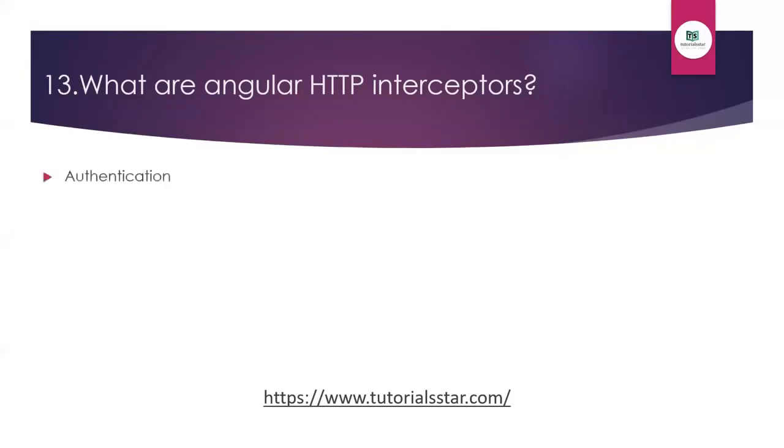We can implement an interceptor for authentication. Then we can implement an interceptor for logging. Then we can implement an interceptor for caching. If you want to cache something, then you can implement an HTTP interceptor. Then we can implement one for a fake backend. If you don't have the API and you want a fake backend to run, in that case, you can simply extend the HTTP interceptor and create your own interceptor.